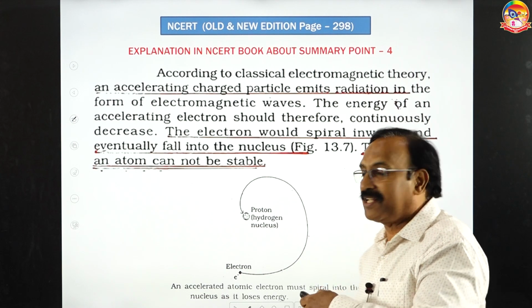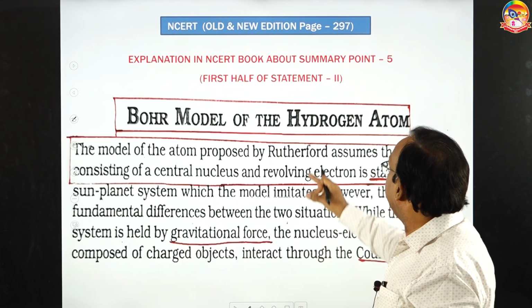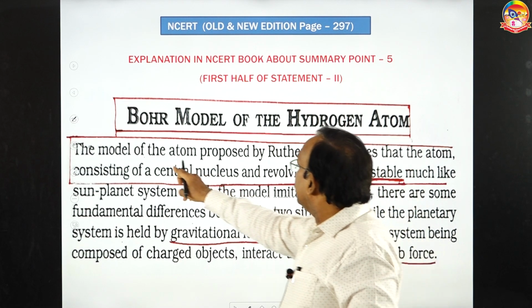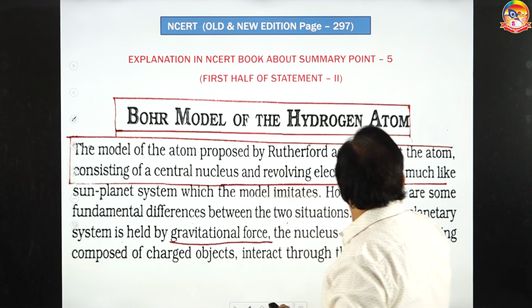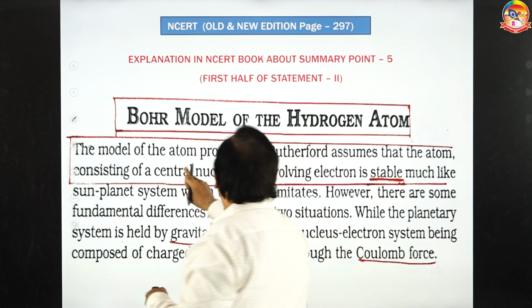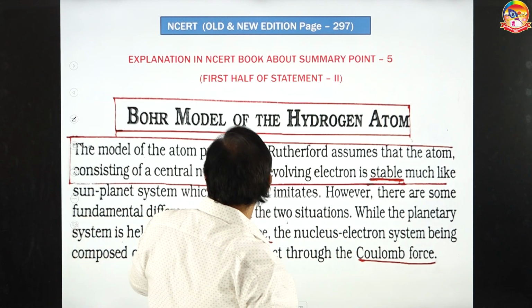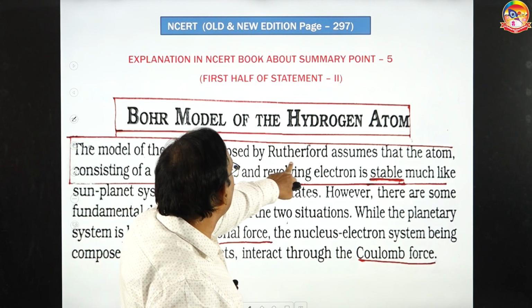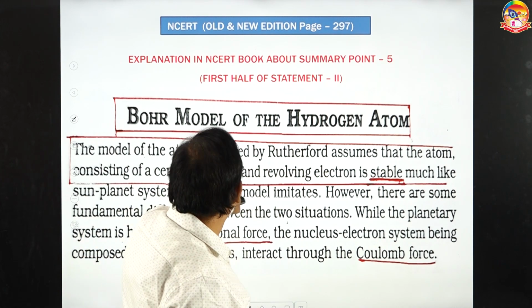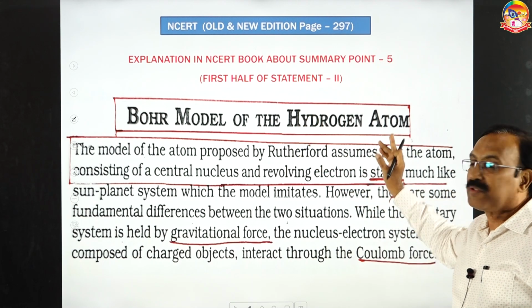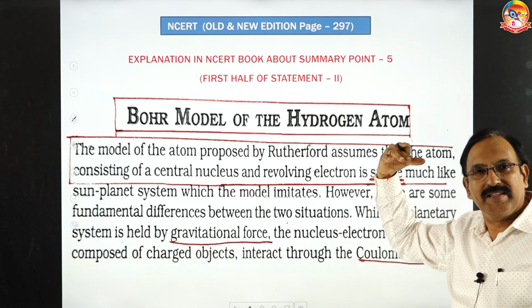The NCERT itself is saying it. In the Bohr's model, the model of the atom proposed by Rutherford assumes that the atom consists of a central nucleus with revolving electrons and is stable. But that is wrong.